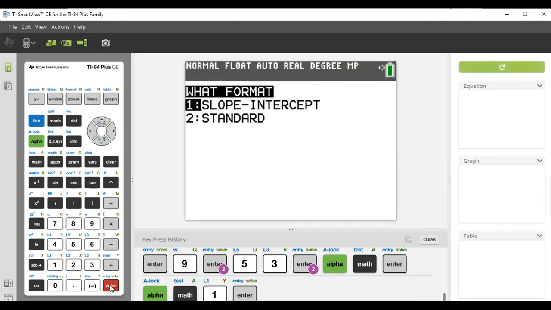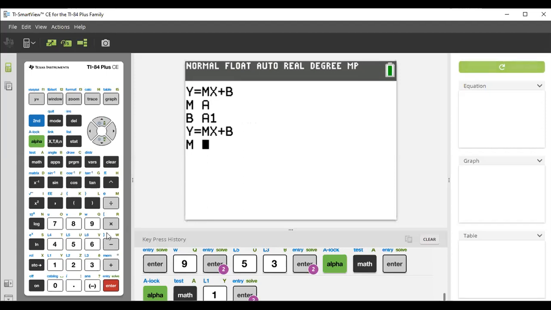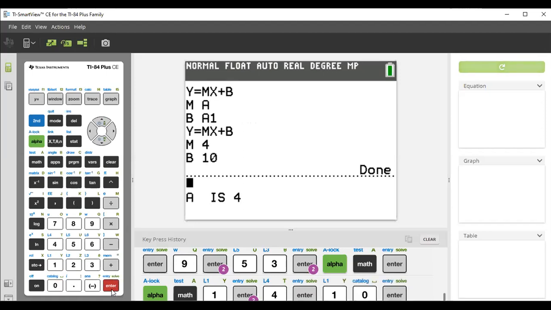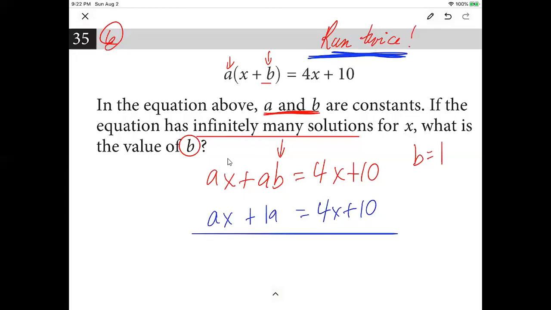Now, press enter, and now I am going to go to the right-hand side. That was also in slope-intercept form, and the slope was 4, and the y-intercept was 10, and when I press this, it tells me that the constant a is going to be 4. So now that I know what the constant is, I can go back. Let me go back over here and show you exactly what I'm doing. This is taking a little bit more time, but I want to make sure it's clear.